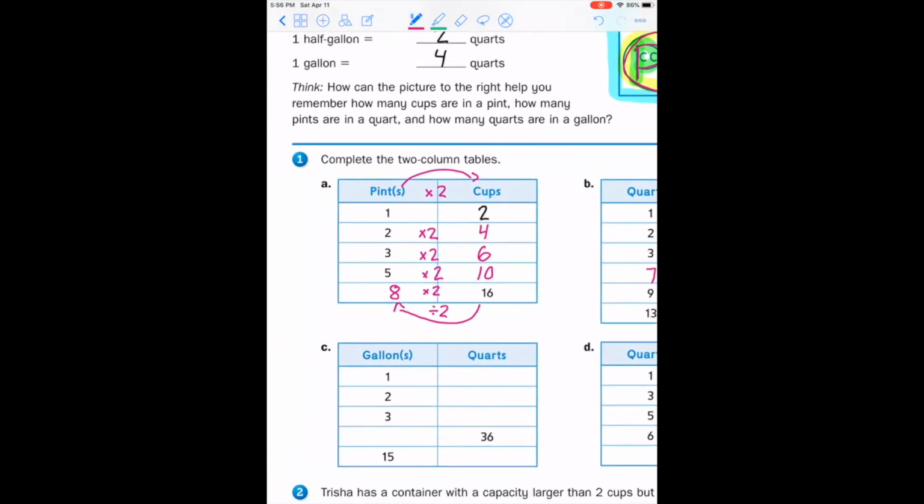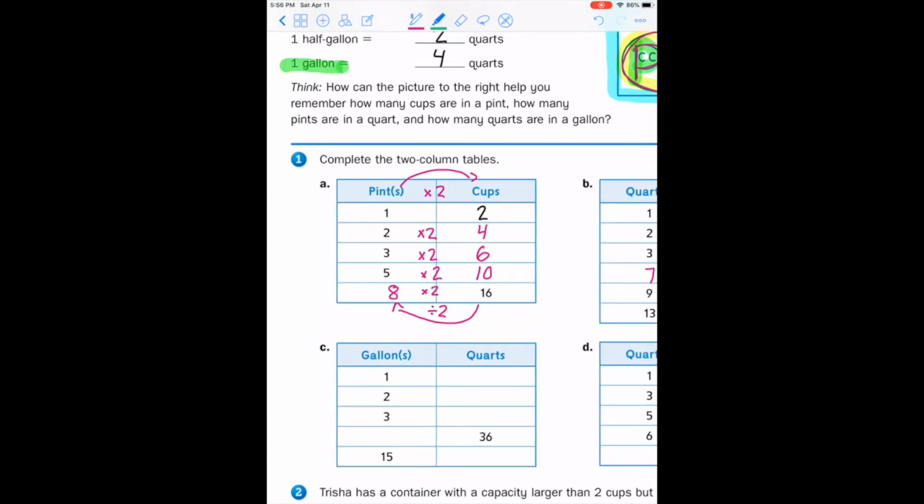Gallons to quarts. And I know for every 1 gallon, there's 4 quarts. So to get from gallons to quarts, you're going to be multiplying by 4. And if you want to go from quarts to gallons, you're going to be dividing by 4. So 2 gallons times 4 is equal to 8 quarts. 3 gallons times 4 is equal to 12 quarts.